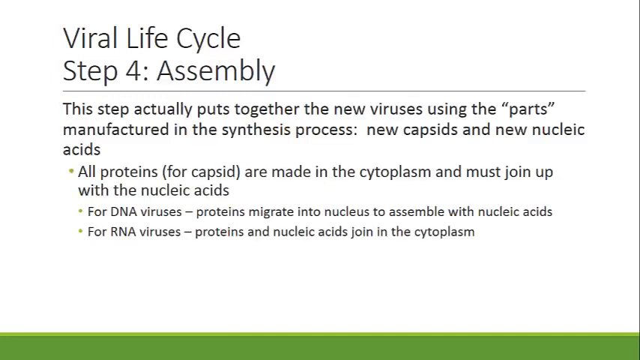So once you have everything made, you need to put it together, right? So step 4 of the viral life cycle is going to be assembly. And this step actually puts together the new viruses using the parts that have been manufactured in step 3, the synthesis process. And so all proteins for the capsid are made in the cytoplasm, regardless of if you're an RNA or a DNA virus. And so you've got to get those parts joined up with the nucleic acids. So for DNA viruses, the proteins migrate into the nucleus to assemble with nucleic acids. For RNA viruses, the proteins and nucleic acids join up in the cytoplasm.